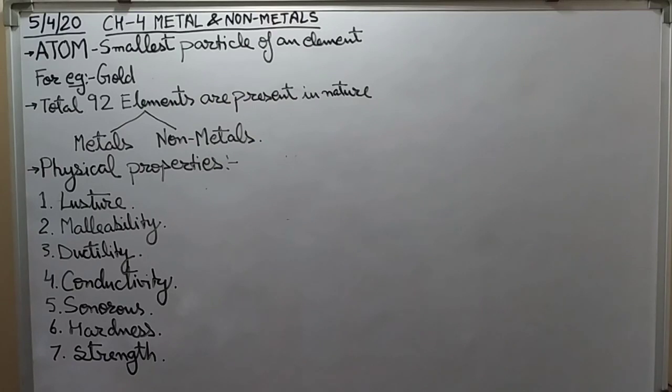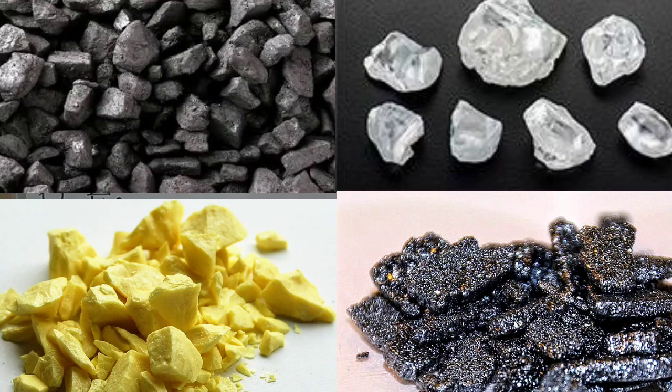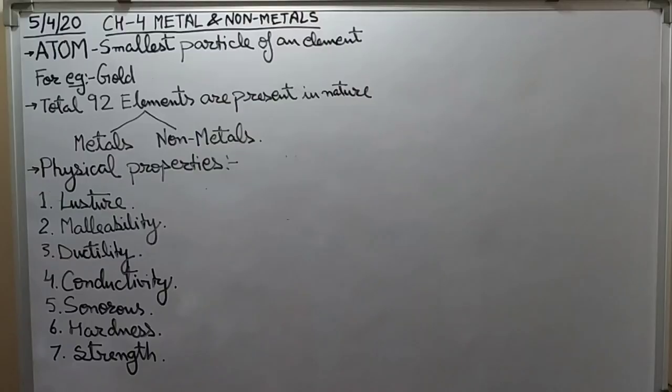Now next is the non-metals. So what do you mean by non-metals? Non-metals are the elements which are not having the characteristics of metals such as hardness, shininess, malleability and ductility. Those materials or elements are classified as non-metals. Now we are going to learn the physical properties of metals and non-metals one by one.